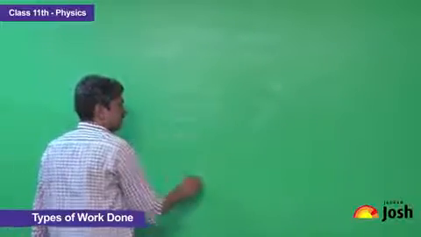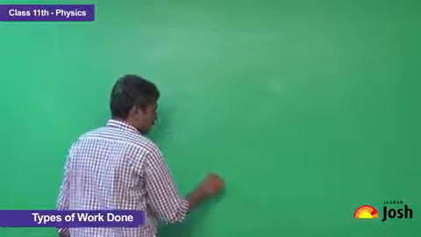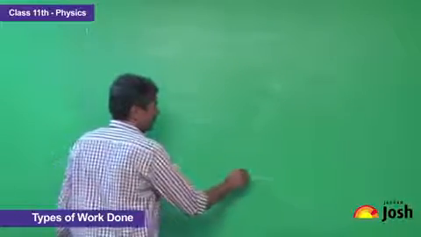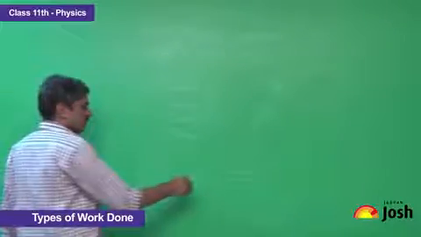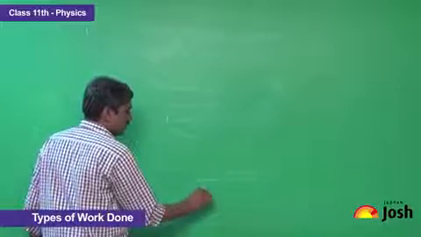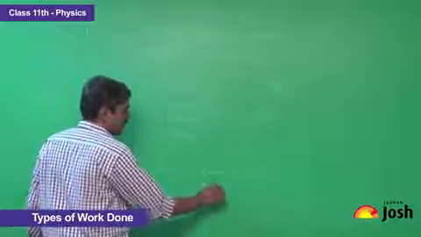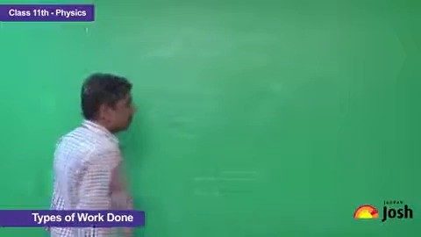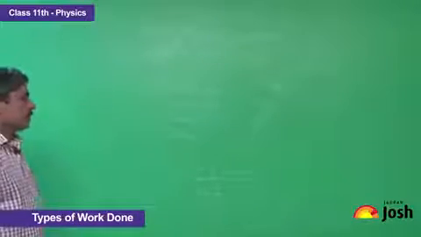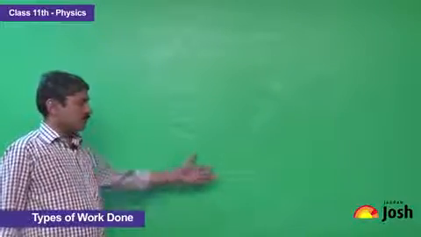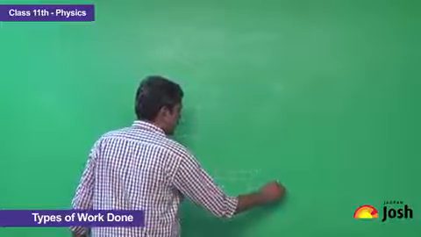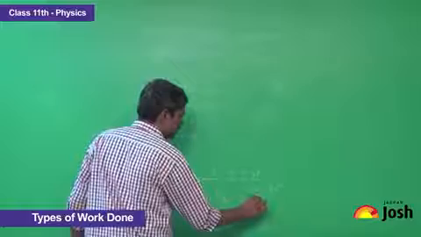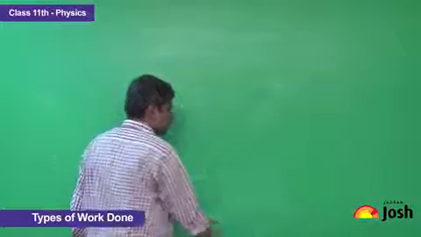The second case is, suppose a block is kept on a rough surface, and when the motion starts in the block, then a frictional force acts on the body in the opposite direction. We can say frictional force Fs, or Fk, which have their usual meanings. The direction of the frictional force is opposite to the displacement. It means the value of theta is 180 degrees and cos 180 is minus 1. It means the work done by this force is negative.